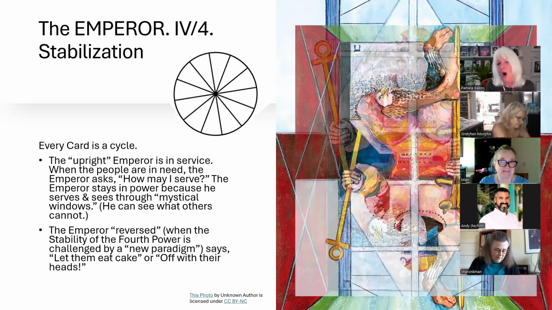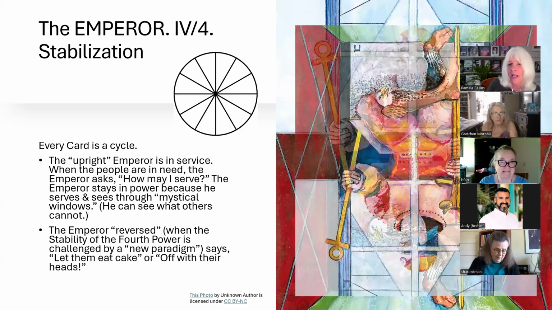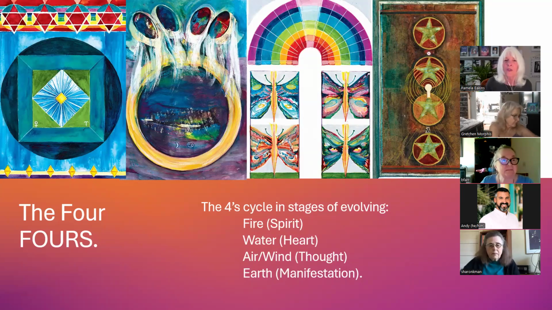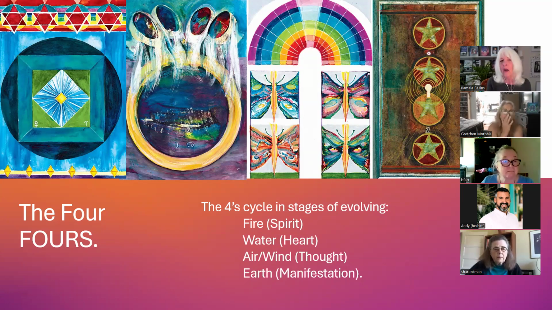So the wheel is always turning, always cycling, and we are always moving through these energies. So this brings us to the fours. The fours are always cycling, just like the emperor. The emperor is a four. And all the number four cards are always cycling too. So these are the four fours: the four of fire, four of water, four of wind, four of earth, spirit, heart, thought or mind, and then manifestation or body or embodiment. That's all earth. So these are fours cycling in stages of evolving.